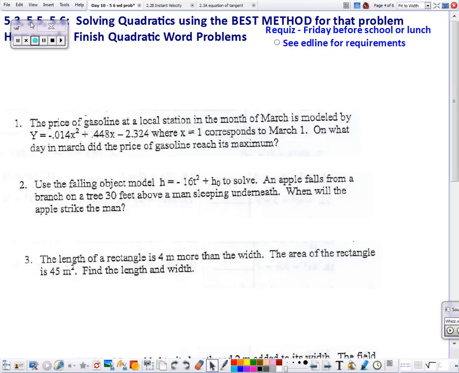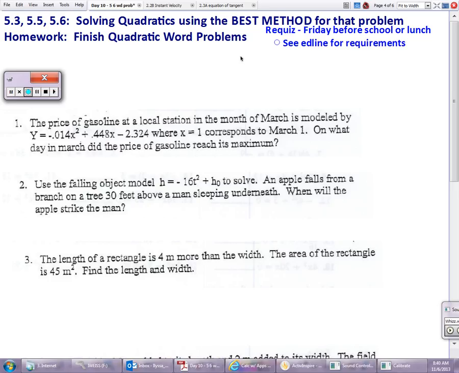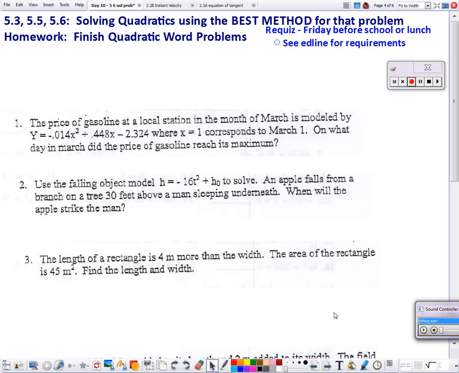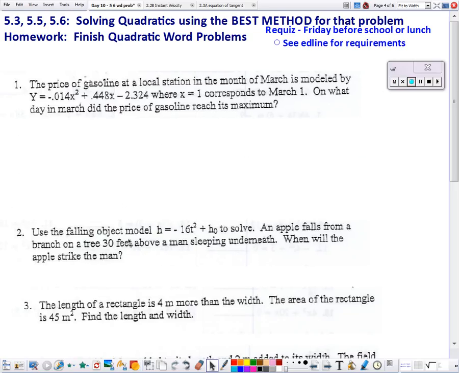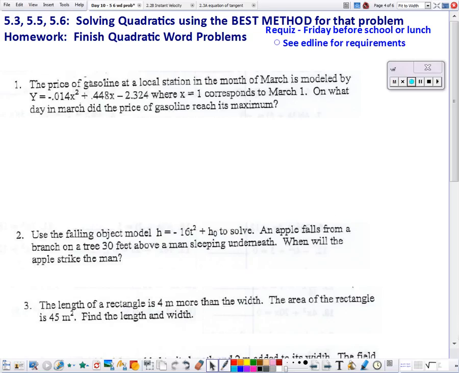Okay, in your packet, your homework is a quadratic word problem page. We're going to start number 1 together. So pause the video here while you take out your packets. Let's see, we are given the price of gasoline in the month of March is this equation. So we're given the equation where x equals 1 is March 1st. On what day of March did it reach its maximum?